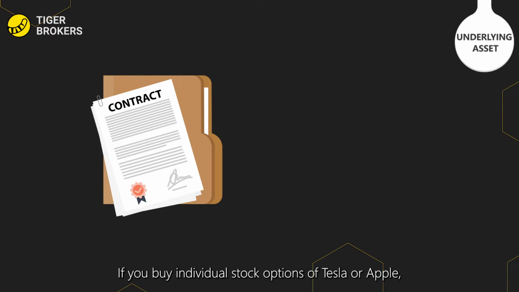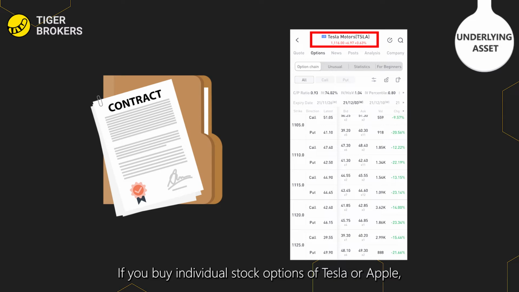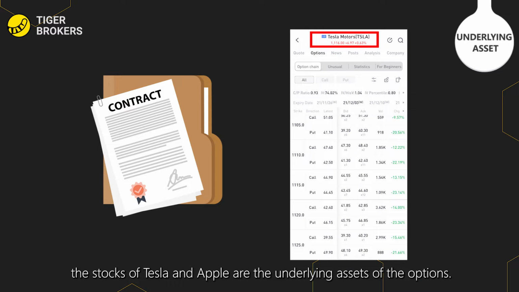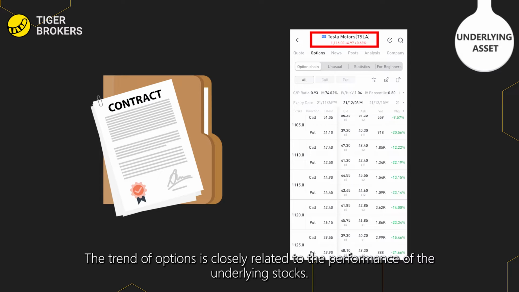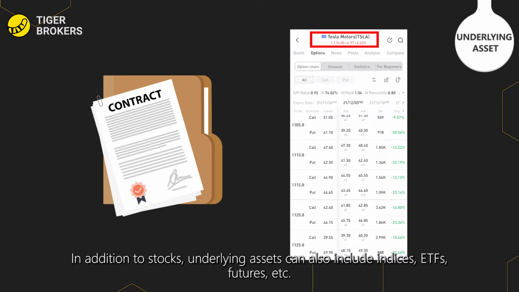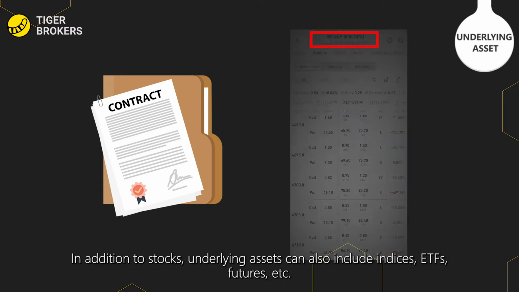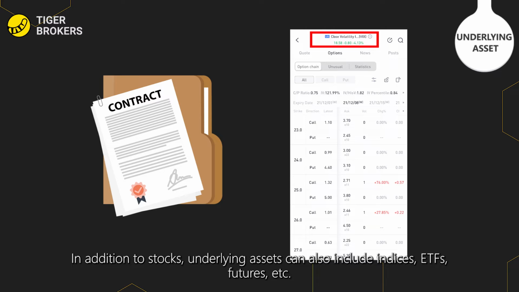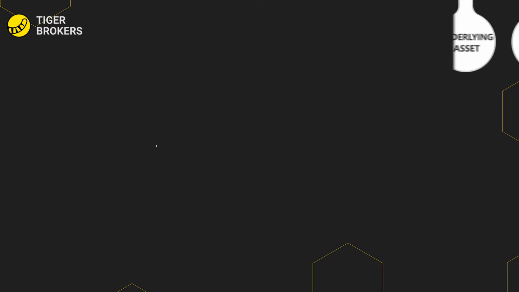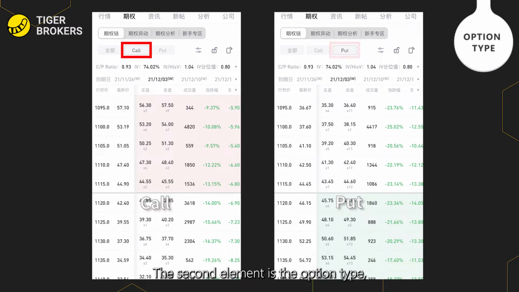If you buy individual stock options of Tesla or Apple, the stocks of Tesla and Apple are the underlying assets of the options. The trend of options is closely related to the performance of the underlying stocks. In addition to stocks, underlying assets can also include indices, ETFs, futures, and other securities. The second element is the option type, call or put, which was discussed in the last session.